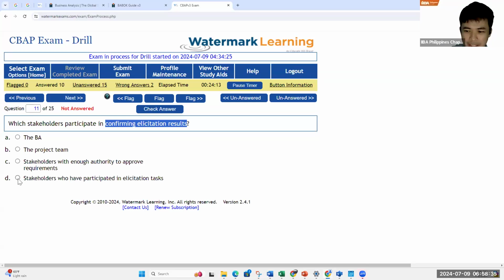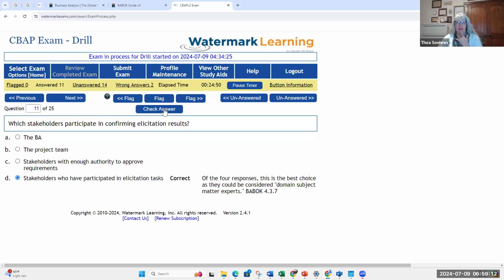Faith is saying D, so is Michelle. EJ thinks it's the project team, which isn't actually a stakeholder, so I think that's one that can be easily crossed out. So we have a couple of B's and a couple of D's. Okay. Is there anyone to break the tie? Okay, I'm going to go ahead and break it. It's D. Okay, let's check D. And that is correct.